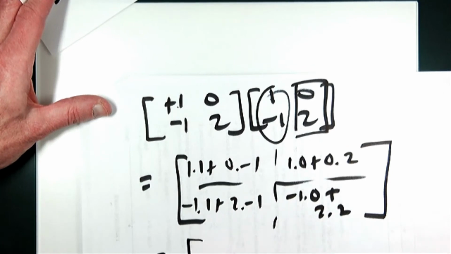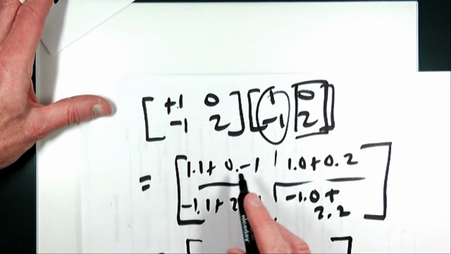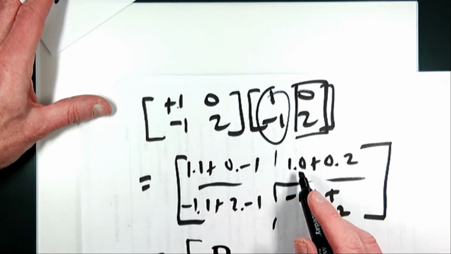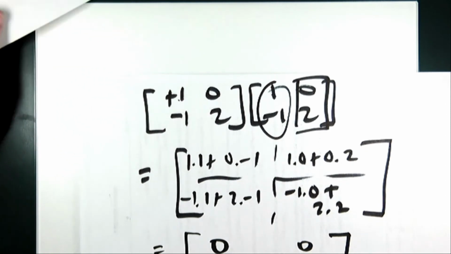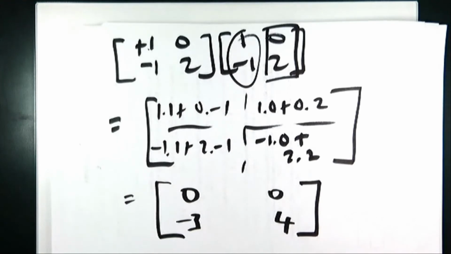And when you do that calculation, folks, you'll get 1 plus minus 1, which is 0. You get 1 here, so you get 0 here. You get minus 1 plus minus 2, so that's minus 3. And you get minus 1 times 0 plus 2 times 2, which is 4, and that's what you get. Hopefully that's what you get. So there you are. That's a very, very important little notation.